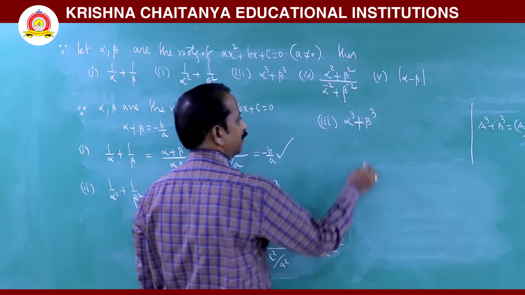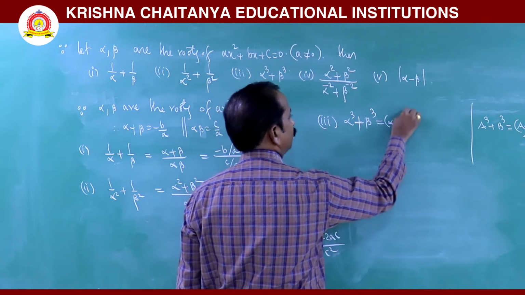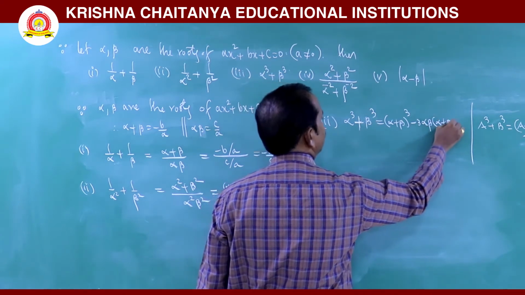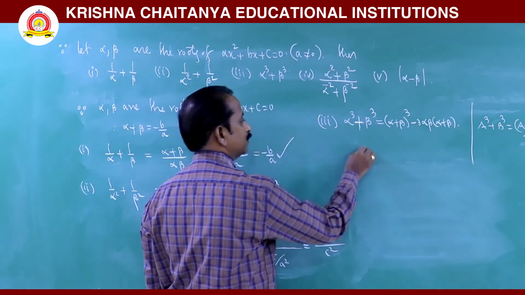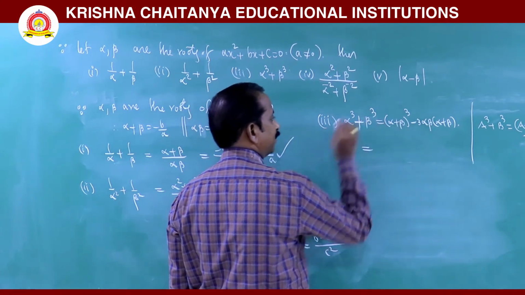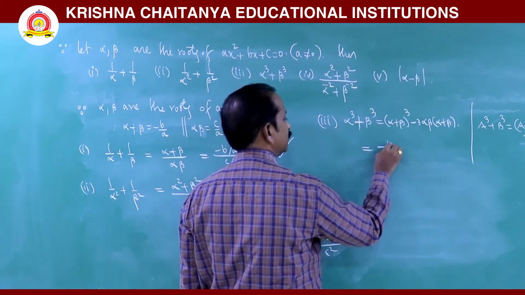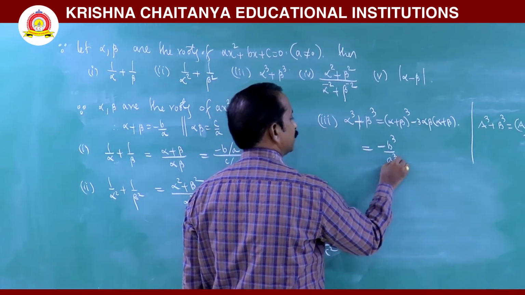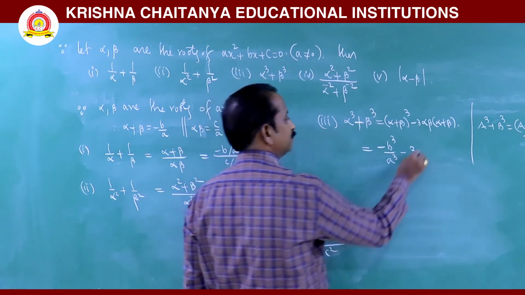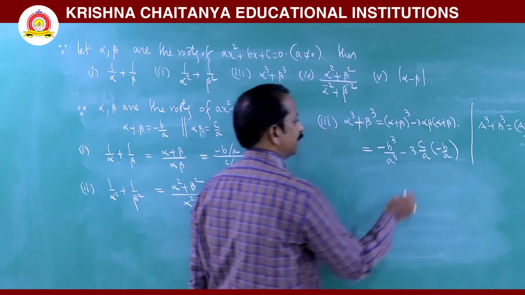Using this basic I can write alpha cube plus beta cube as (alpha plus beta) whole cube minus 3 alpha beta into (alpha plus beta). Here we know the alpha plus beta and alpha into beta. Alpha plus beta value is minus b by a, so minus b by a whole cube, nothing but minus b cube by a cube, minus 3 into alpha into beta, nothing but c by a, into alpha plus beta, nothing but minus b by a.